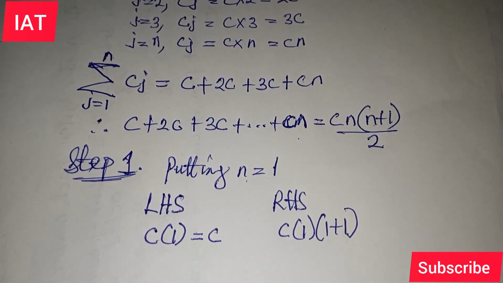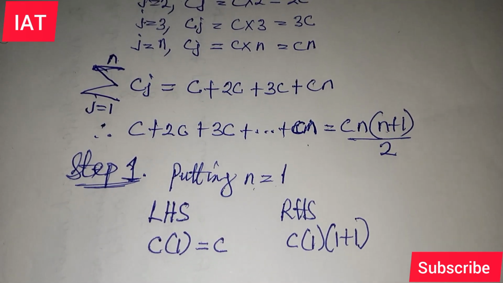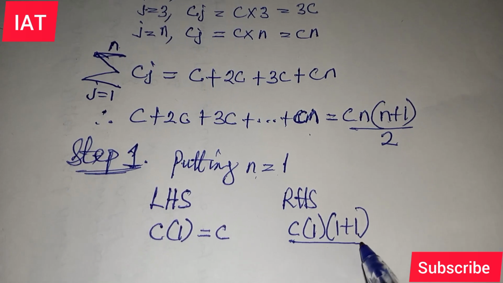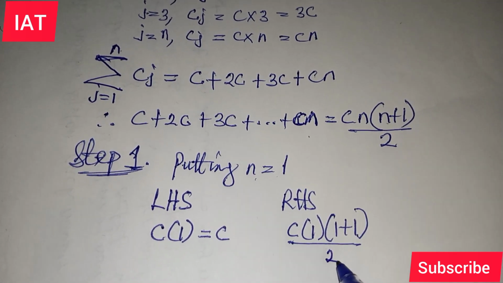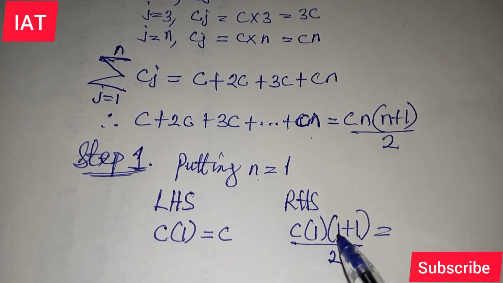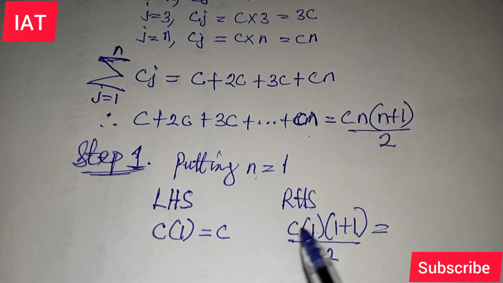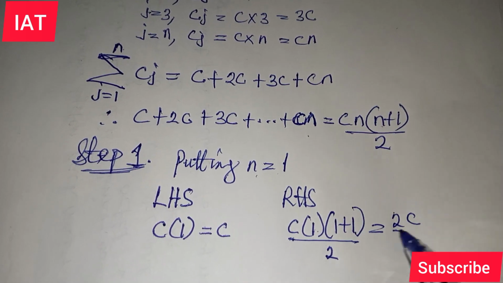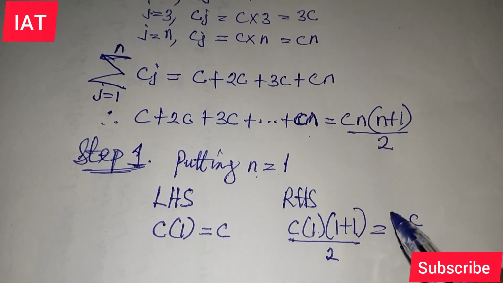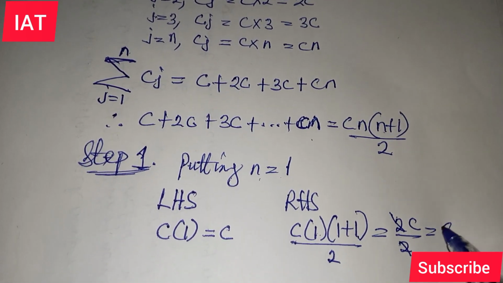In other videos we say show that n equal to 1 is true. So that's the same thing. So this is equal to, divide by 2. 1 plus 1 is 2, and 2 times 1 is 2. 2 times c is 2c. Divide by these 2. Of course, you know that this will cancel out. So what you have is c.